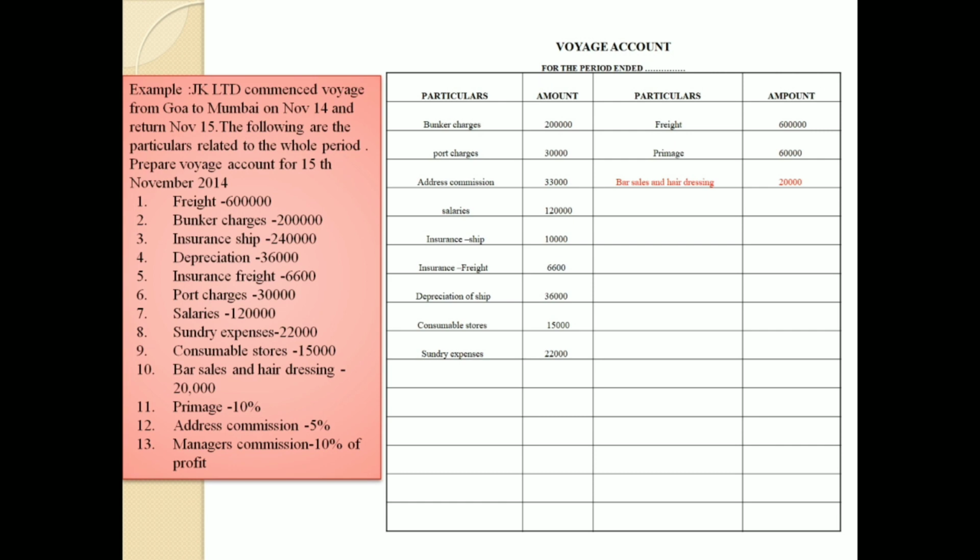Then another one is bar sales and hairdressing. So we have a sale in the particular bar and hairdressing within the ship. So we are getting some amount from that one. So that is 20,000 rupees. You post 20,000 on the credit side as income.